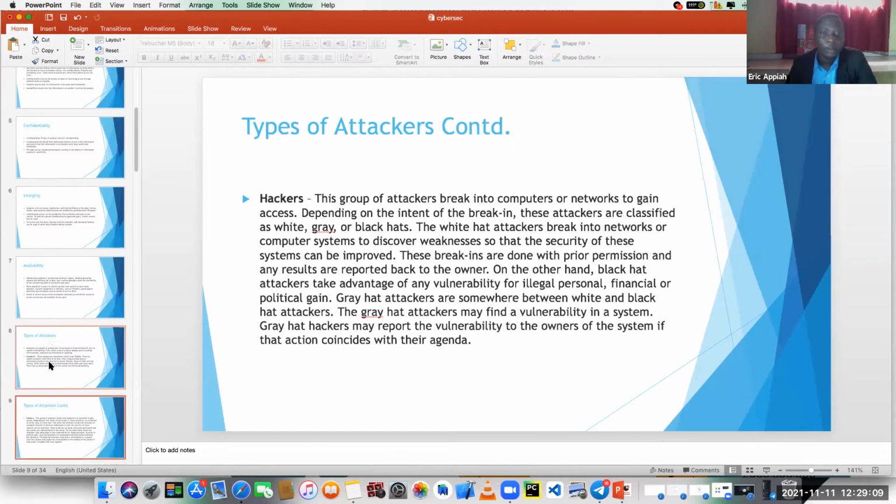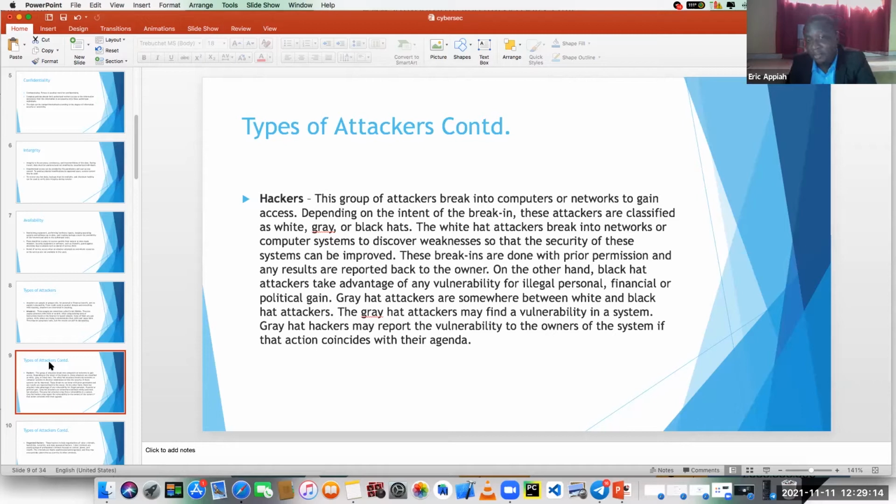And then we have hackers. You have heard this word several times in movies and all around you. So hackers, this is a group of attackers who break into computers and computer networks to gain assets. So what they do basically is launch attacks into computers and computer networks. And then they attack your computer, they steal your files, and they may cause harm to your computers or your network. Okay, so they are classified into two.